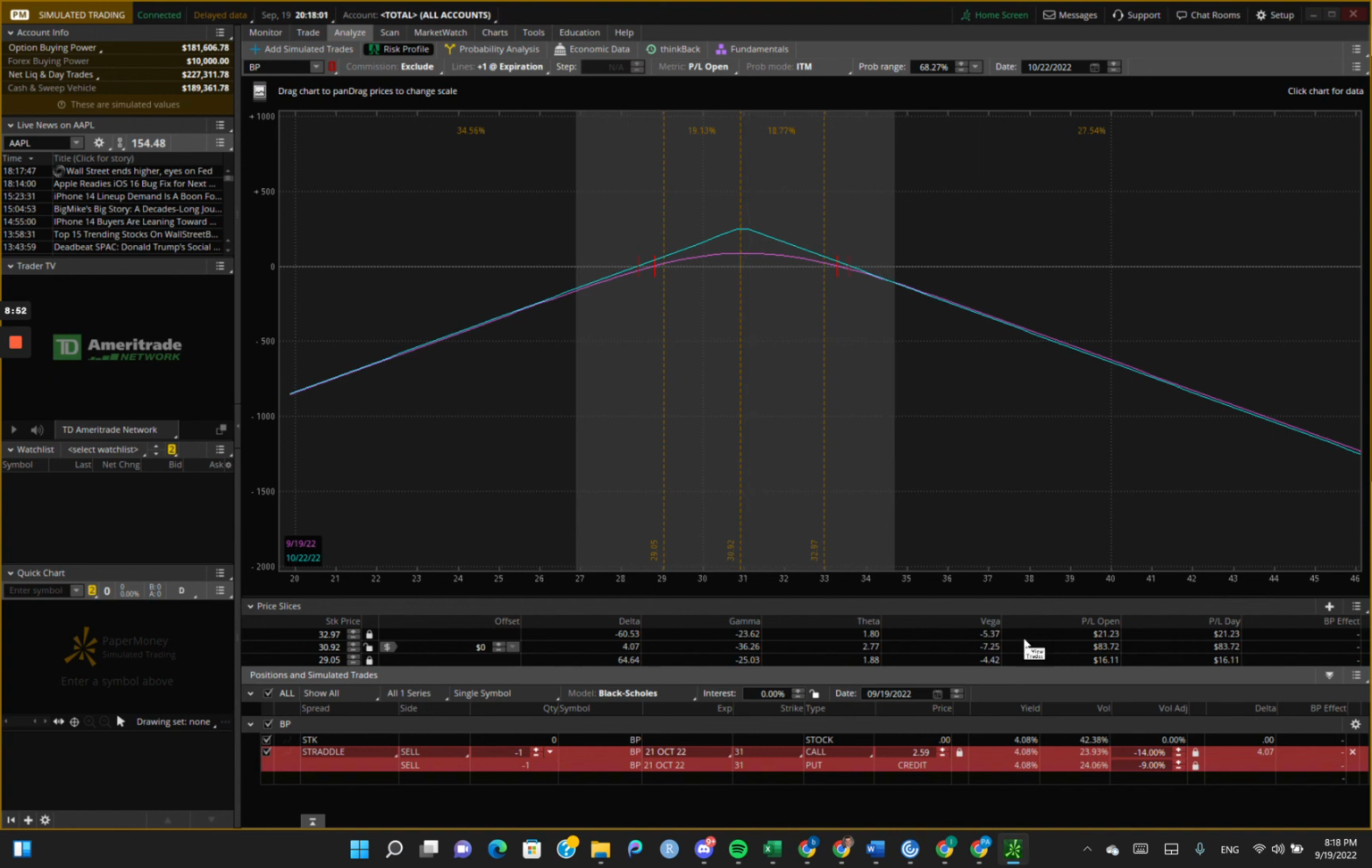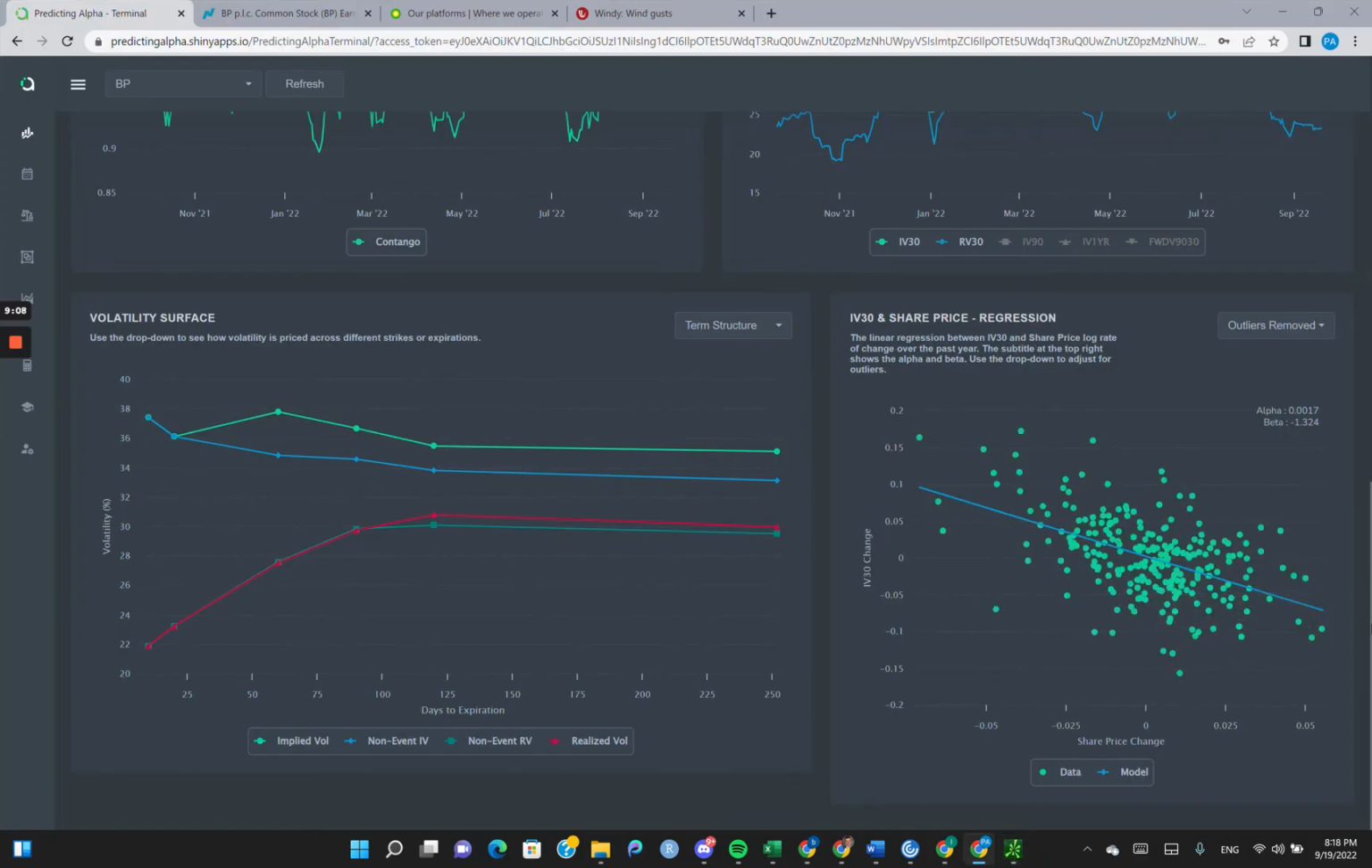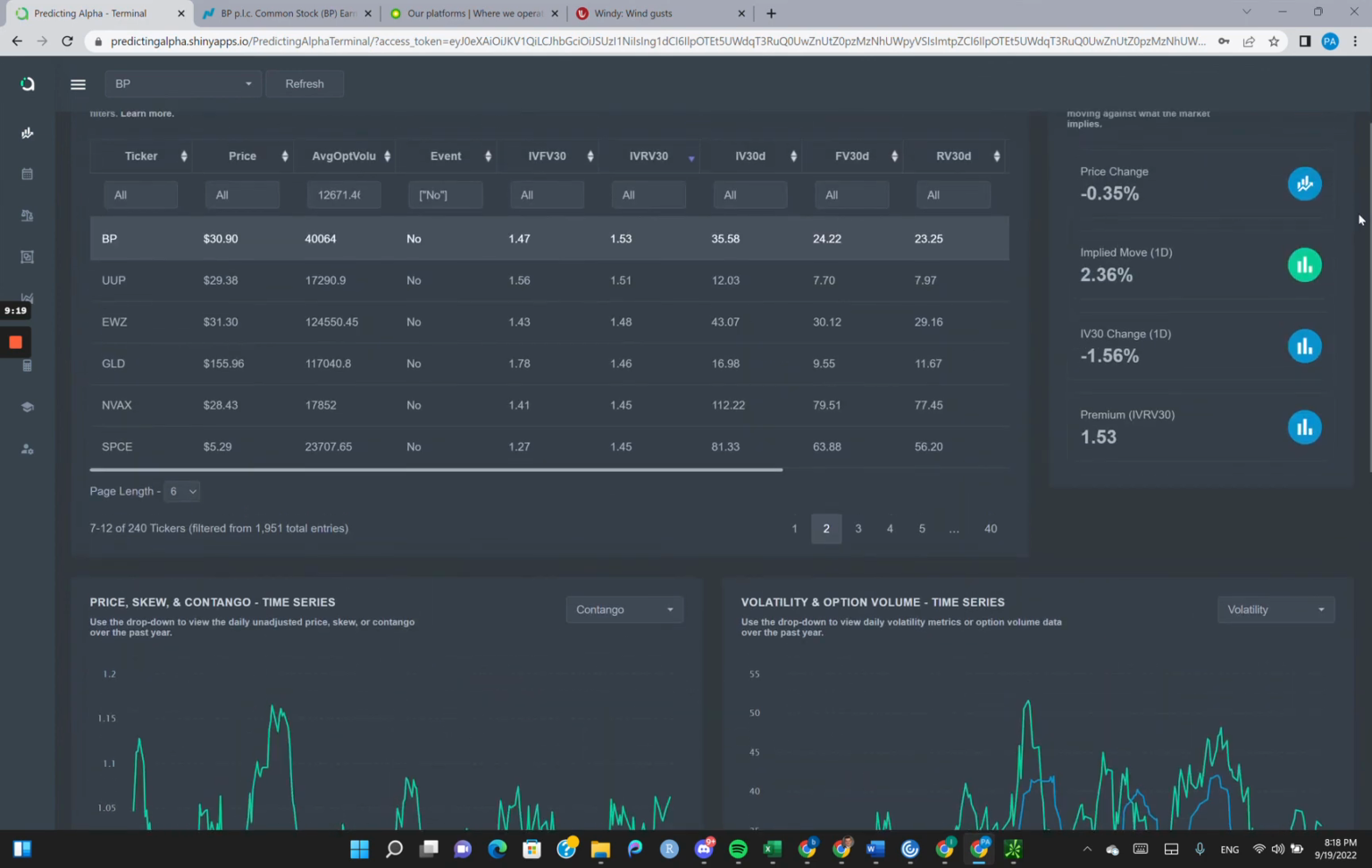And people always ask me, well, what do you think about selling the straddle above or below? I think that's fine. I recommend that sometimes. Just remember what your risks are. So if you want to talk delta, okay, we can look right here. We can see IV versus share price regression. We can see as the IV goes up, stock price goes down, right? And we see this a lot on most equities.